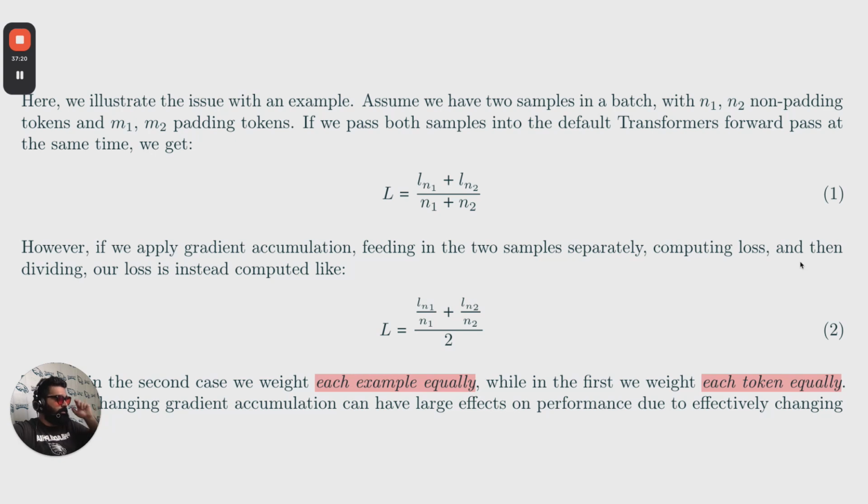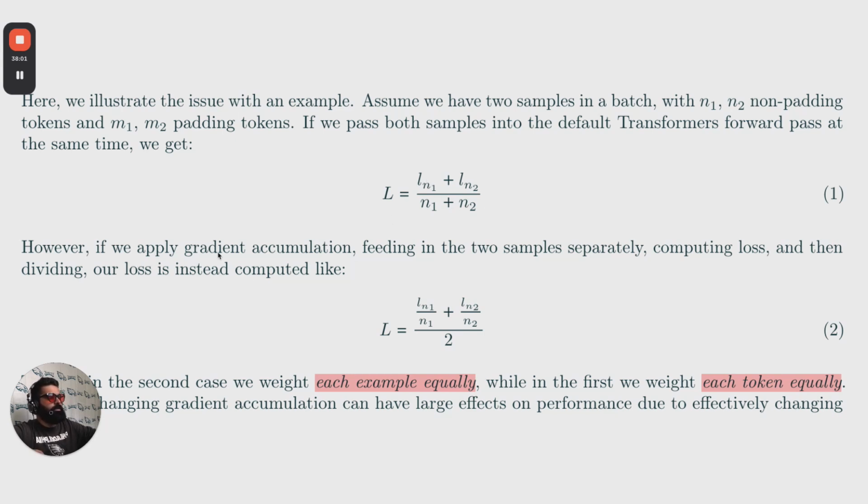All right, I want to go into a little more detail on this loss calculation, and this is really interesting. Assume we have two samples in a batch, and they have non-padding tokens N1 and N2 respectively. If we pass both samples into the default transformer's forward pass at the same time, as part of the same batch, the mean loss is calculated by adding the loss for each token, for each item, and dividing by the total number of tokens. So that is weighing each token equally across the combined item loss.